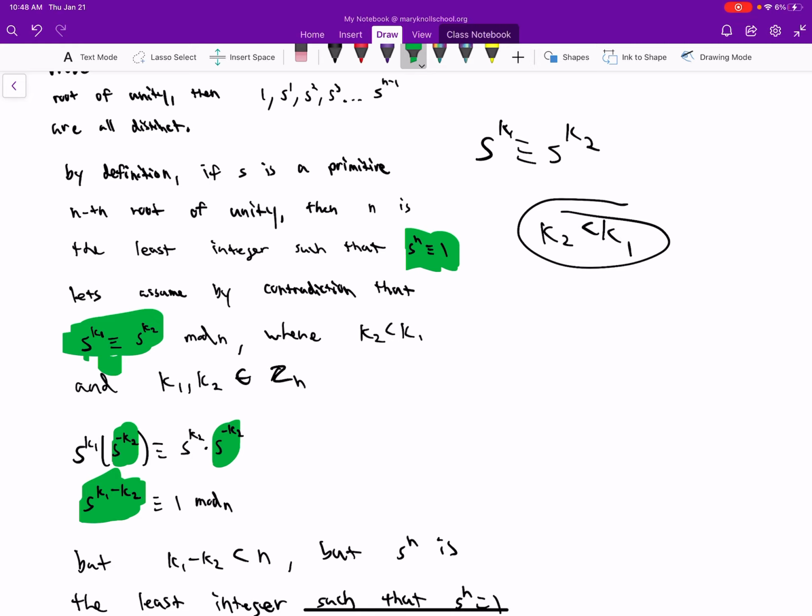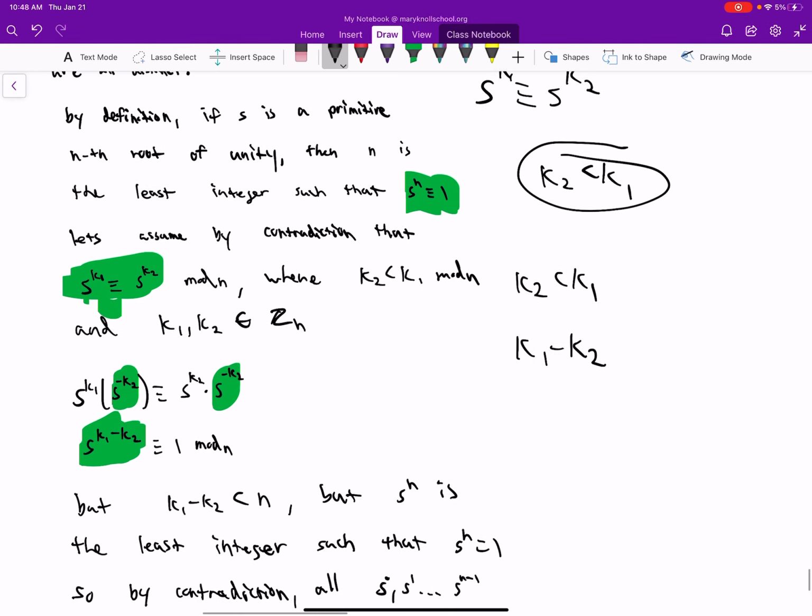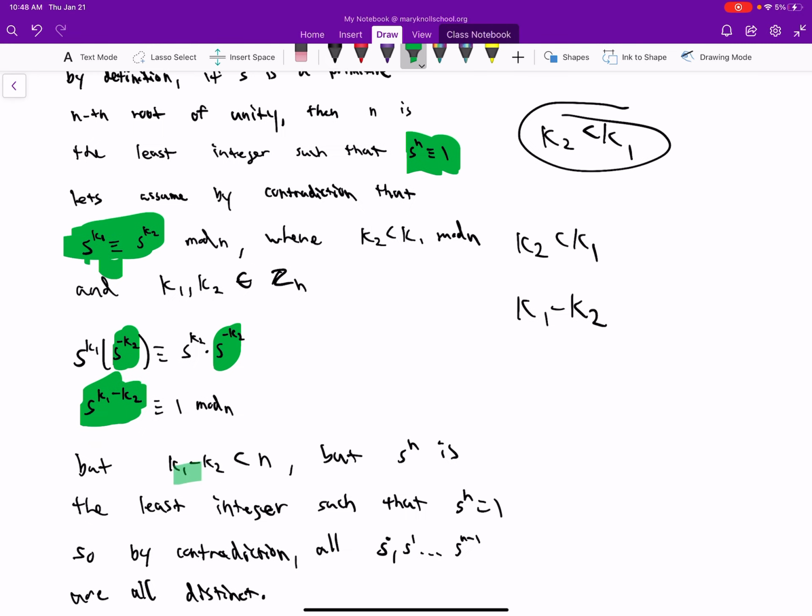And then what we're gonna do is remember that K2 is less than K1. So when you subtract these, when you do K1 minus K2, you're gonna get something mod n that is less than n, right? And I think I'm gonna go ahead and add here, where K2 is less than K1 mod n. And so we get here and say that K1 minus K2 is less than n, right? We just kind of talked about that.